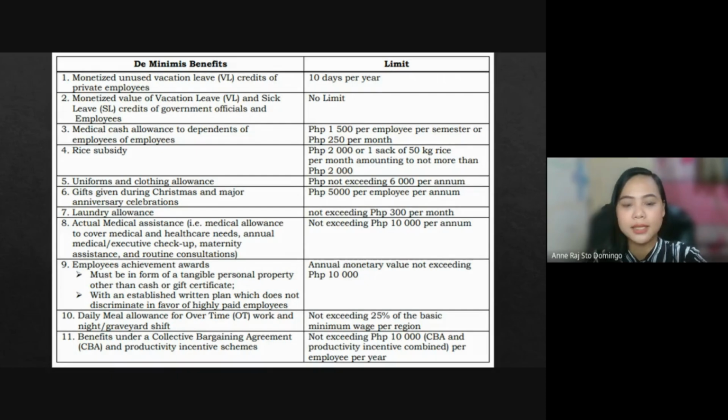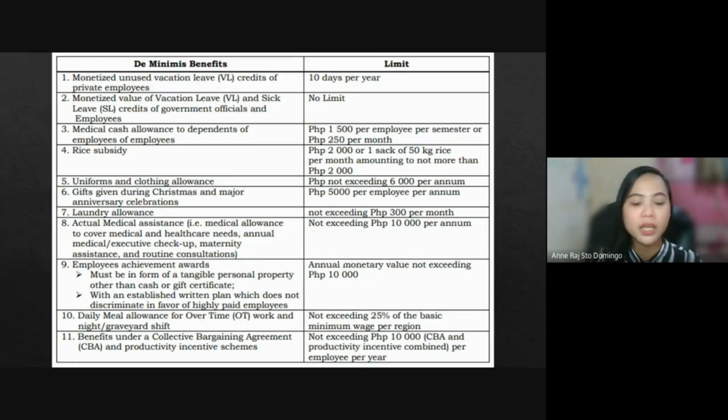Okay, next. And lastly, the benefits under collective bargaining agreement and productivity incentive should not exceed 10,000 pesos. If these amounts go up and you compute them, and they exceed 90,000 with your 13th month pay included, especially if your rank is already high, you have been with the company long and your salary is already big, that is the time that you will be liable to tax. We can only say it is non-taxable if your total does not reach the 90,000 pesos threshold. Once you go beyond it, the excess is taxable.